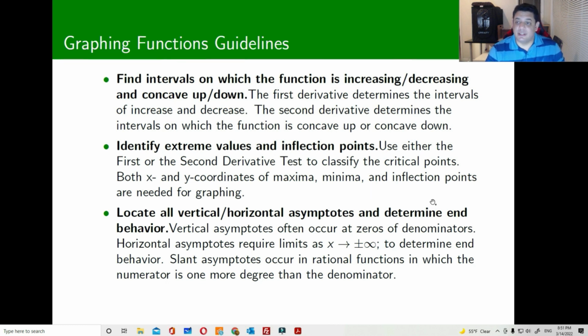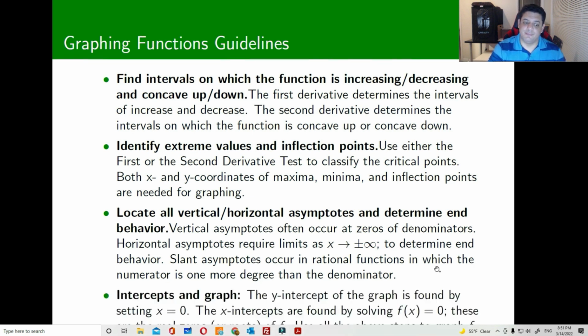Then after that, we're going to check for possible asymptotes. So we're going to locate all vertical or horizontal asymptotes and determine the behavior. Remember, vertical asymptotes are going to occur at zeros of the denominator or problems in the domain of the function. And horizontal asymptotes require that you take the limit when x goes to infinity or minus infinity to check if the function is going to go to a particular number. If we have a rational function, we might have slant asymptotes, which occur when the numerator is one degree more than the denominator.